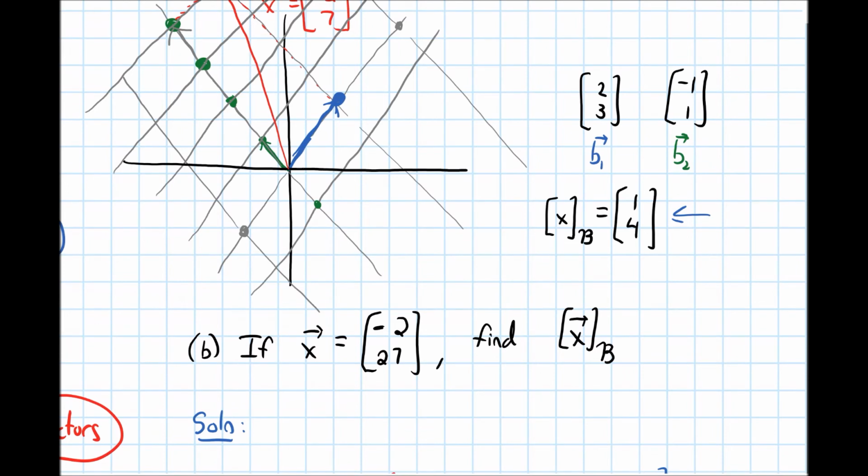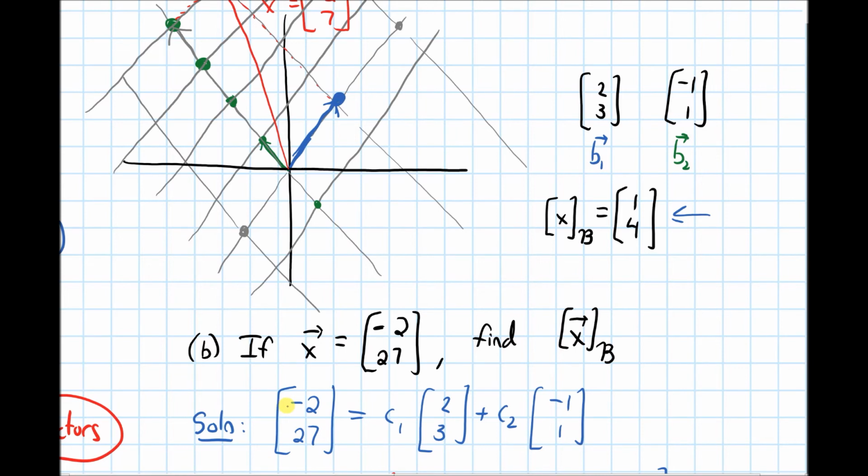So to do that, what I need to do is write my vector [-2, 27] as a linear combination of my basis vectors. So I have to write it as c1 times the first basis vector plus c2 times the next basis vector, [-1, 1]. And then I have to solve this system.